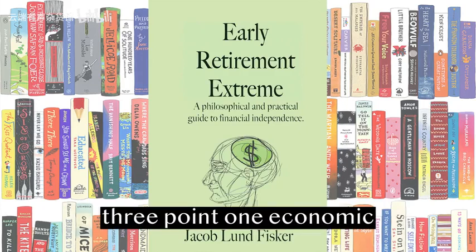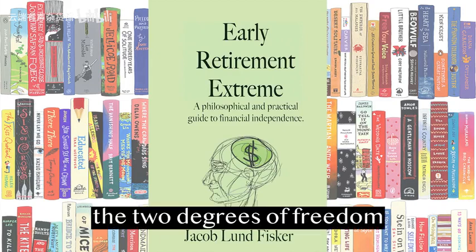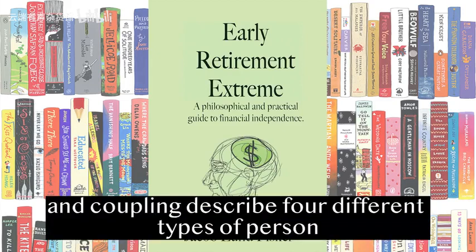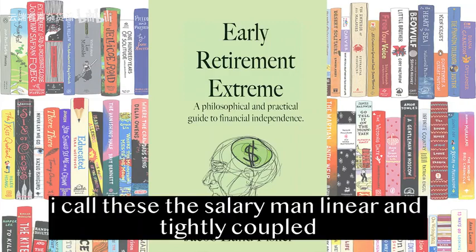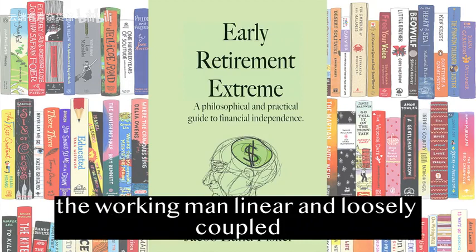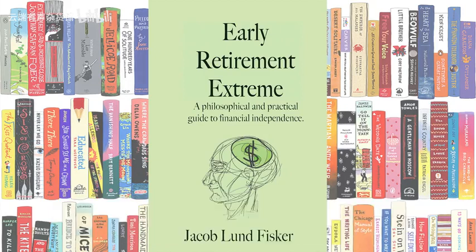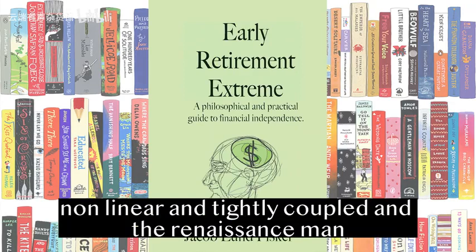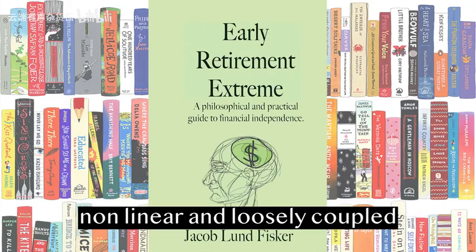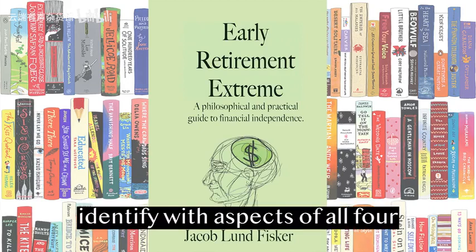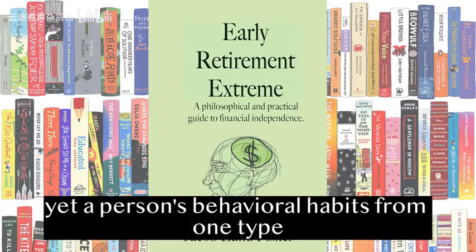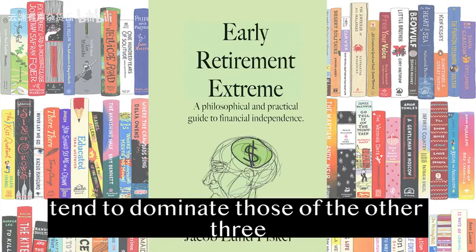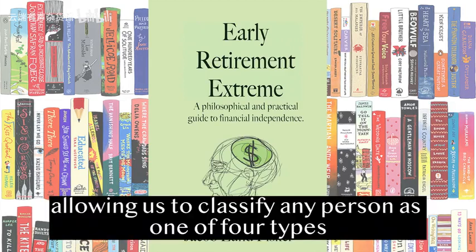3.1. Economic classifications. The 2 degrees of freedom, linearity, and coupling describe 4 different types of person. I call these the salaryman, linear and tightly coupled, the working man, linear and loosely coupled, the businessman, nonlinear and tightly coupled, and the Renaissance man, nonlinear and loosely coupled. In most cases, a person will identify with aspects of all 4, yet a person's behavioral habits from one type tend to dominate those of the other 3, allowing us to classify any person as one of 4 types.